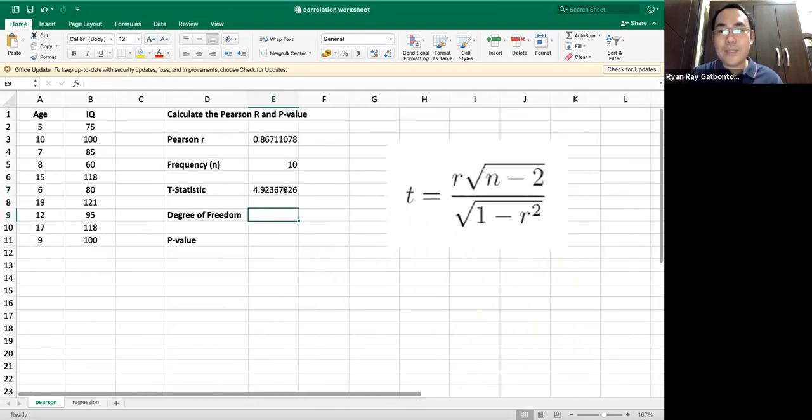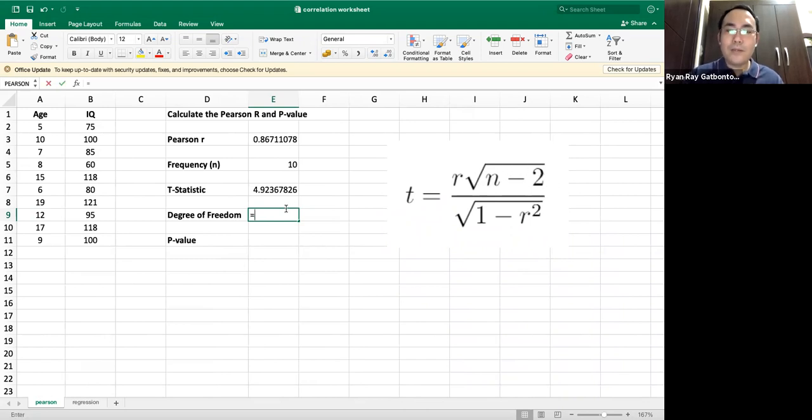The next step is to get your degree of freedom. Your degree of freedom is actually this part of your formula, so it's n minus 2. Therefore, you type there the equal sign, your n value minus 2, and then press enter to get 8.